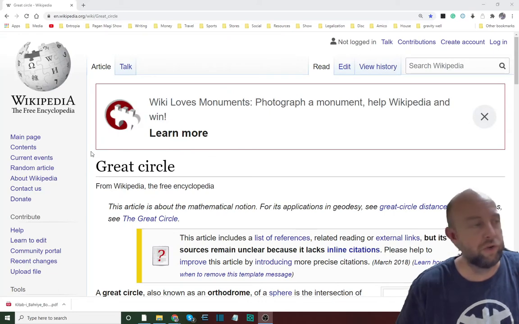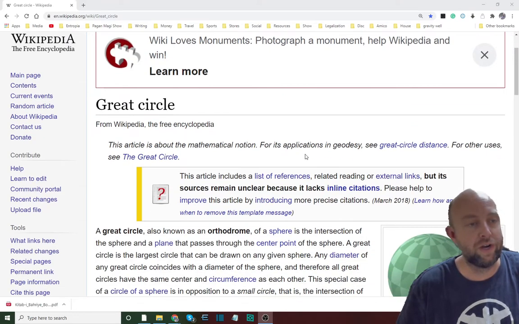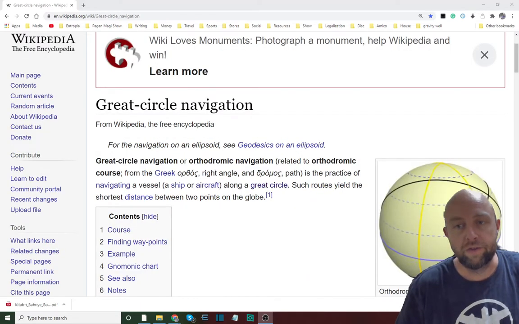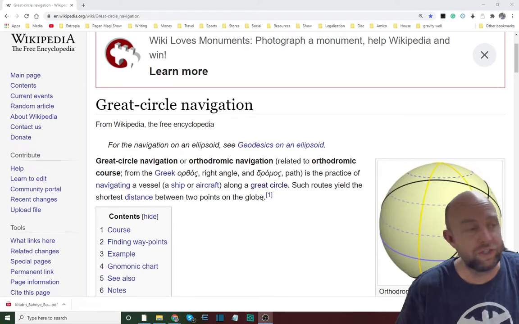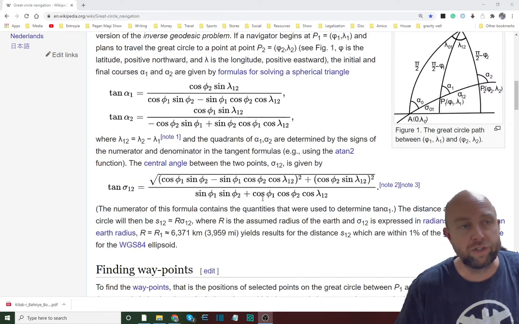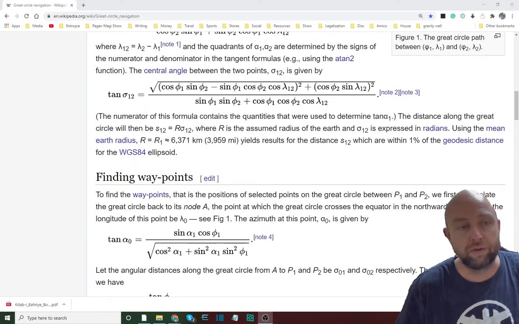Next, I will show you the great circles. A great circle is when you take a sphere and you divide it directly in half. That's what you get as a great circle, also known as an orthodrome. Now, in the old days, they used to use these great circles for navigation systems. The main reason is because it was the shortest distance between two points. And here's some of the formulas that they used to calculate them.